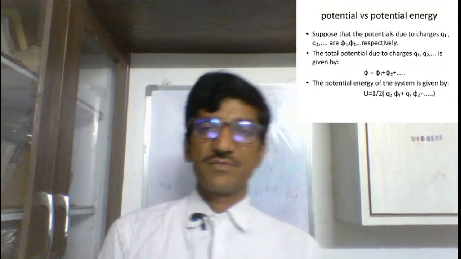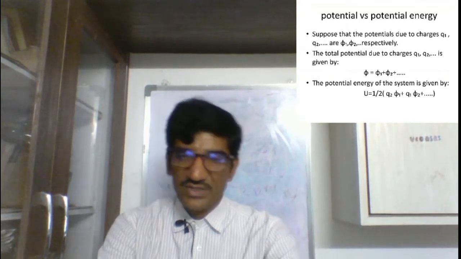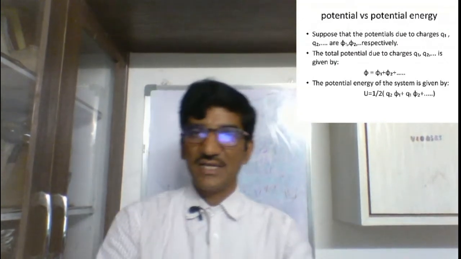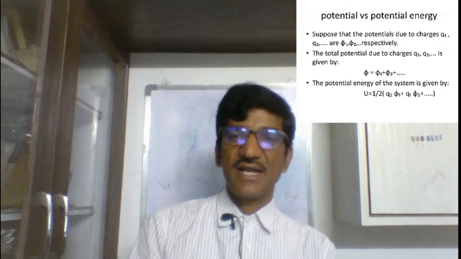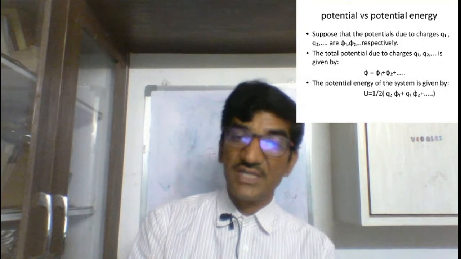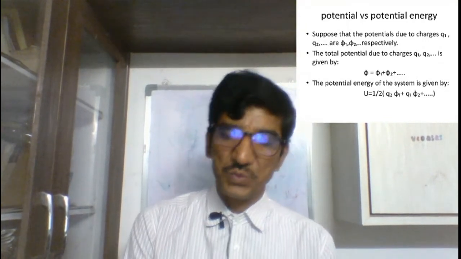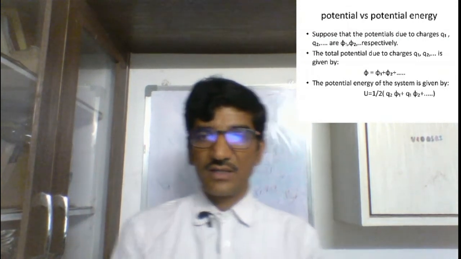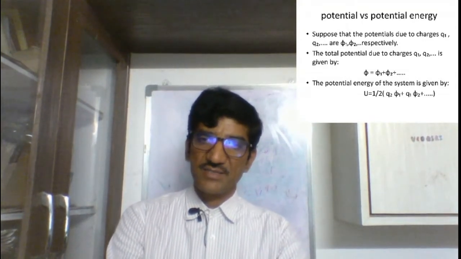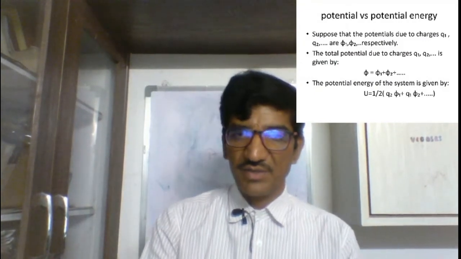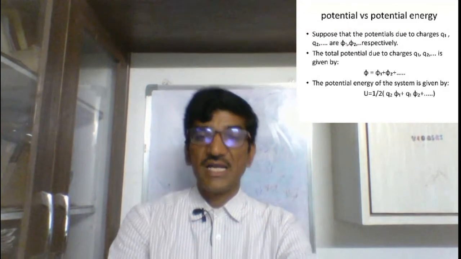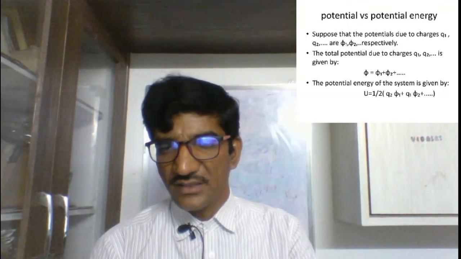Here we have to note the difference between potential and potential energy or interaction energy. Potential energy and interaction energy are the same. But potential and potential energy are not the same. Potential is denoted by either phi or V, but the interaction energy or potential energy is denoted by the letter U, capital U. You are already familiar with this notation. We write total energy as kinetic energy plus potential energy, T is equal to K plus U. So this is about the difference between potential and potential energy, and the interaction energy of the system.